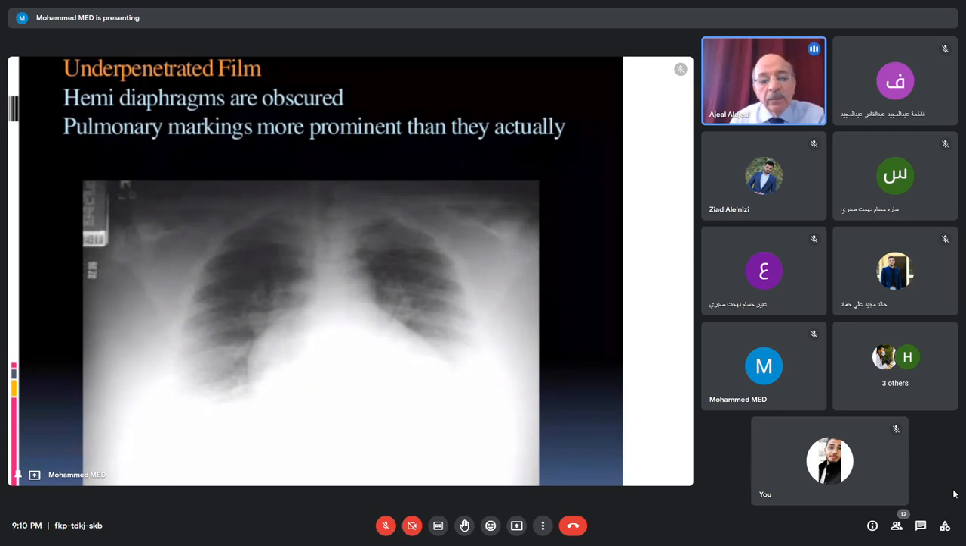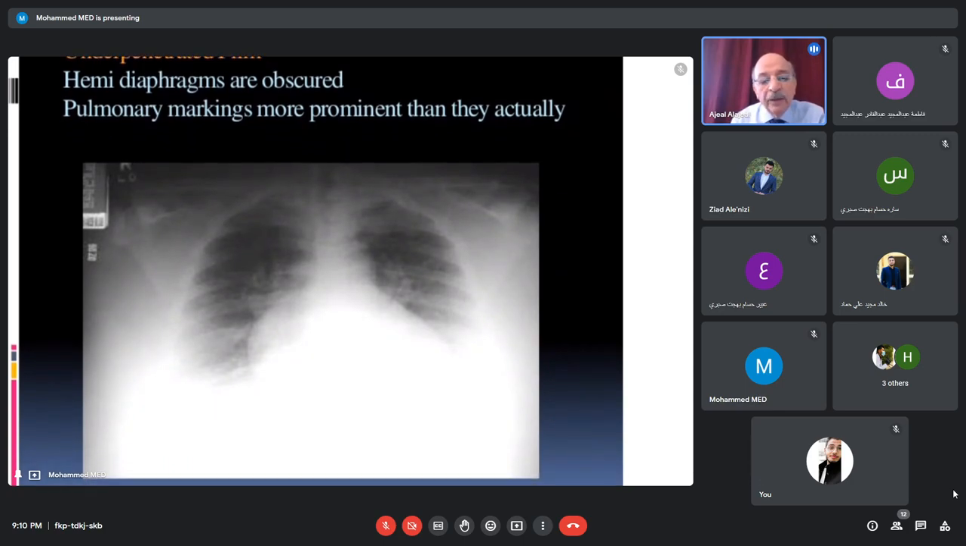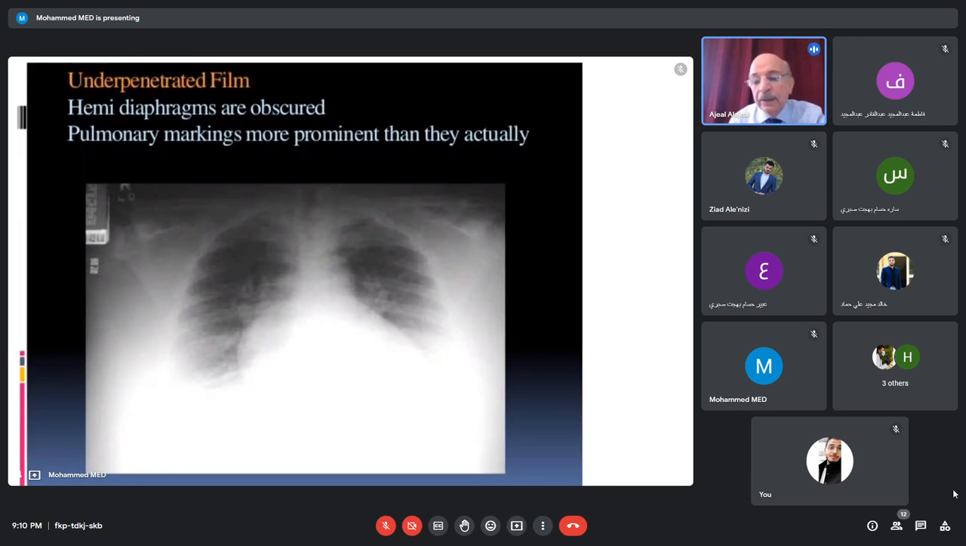This is an example of an under-penetrated film. The example I have shown before is an overexposed film. This, on the contrary, is an underexposed film, and you can see that the heart looks different.